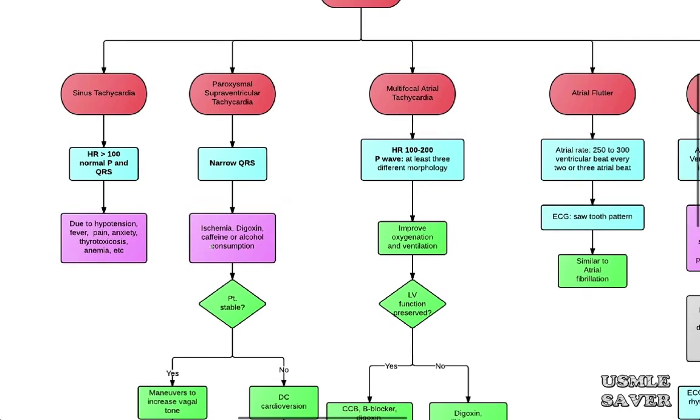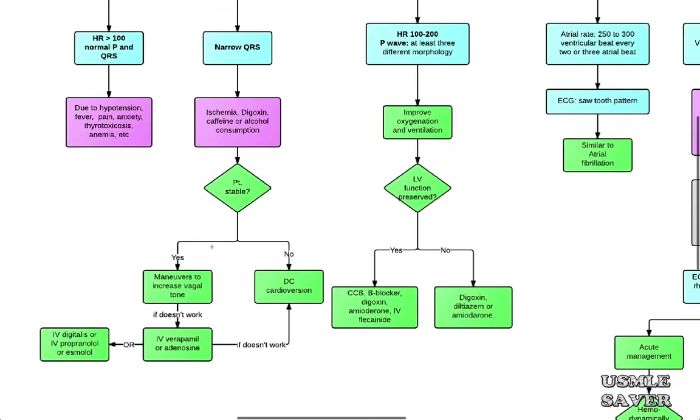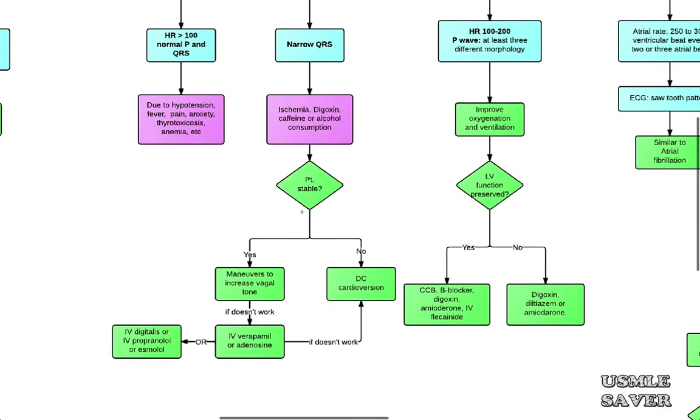For management, you want to see if patient is stable or not. What does it mean by stable? You'll see a lot of boxes saying stable or unstable, so it's important to know what it means. Unstable means patient either has chest pain, hypotension, shortness of breath, or confusion. This is very important, so let's go over this one more time. What does it mean when it says patient is unstable? It means patient either has chest pain, hypotension, confusion, or shortness of breath.